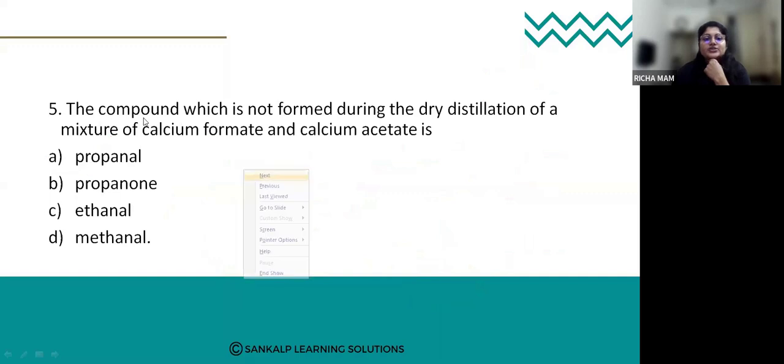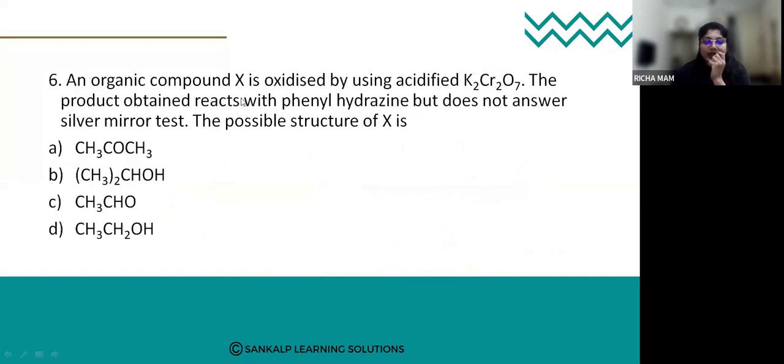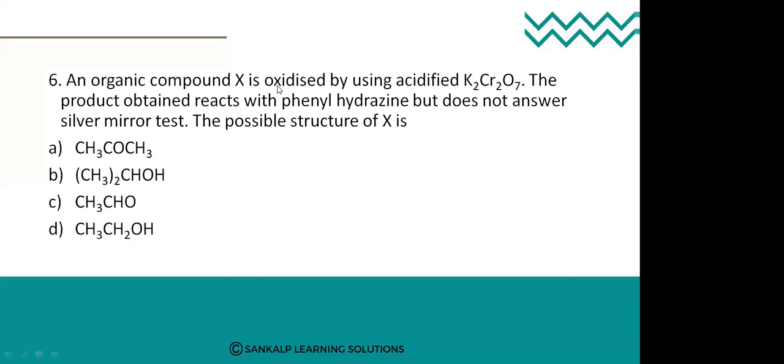Okay. Next question. An organic compound X is oxidized by using acidified potassium dichromate. The product obtained reacts with phenylhydrazine but does not answer the silver mirror test. The possible structure of X is? So an organic compound X is oxidized by using acidified potassium dichromate. How are we going to solve this particular question? Let us see.